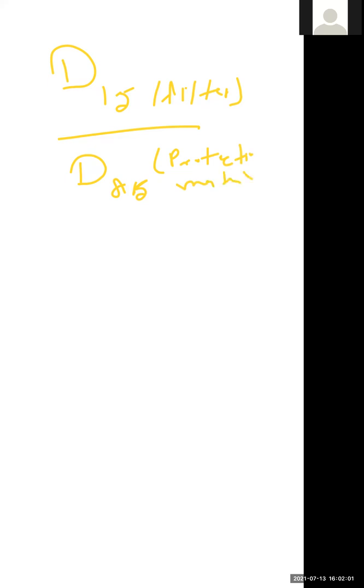D15 of filter divided by D85 of protective material should be less than 5.